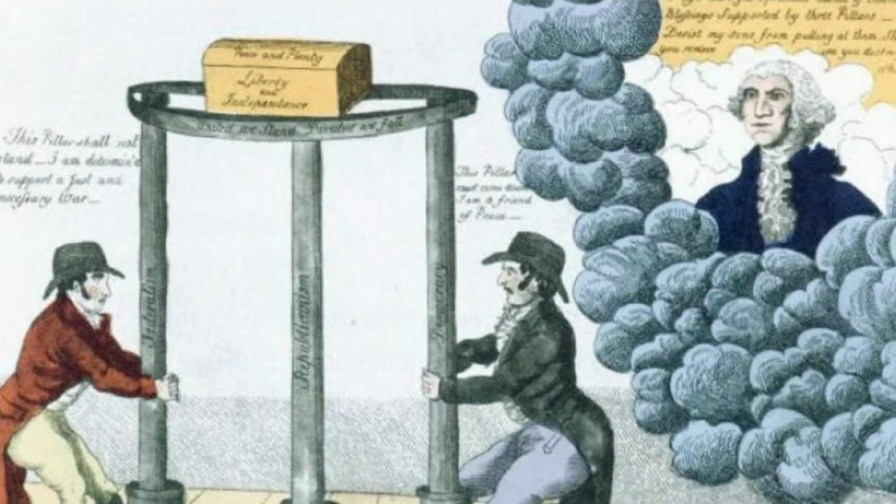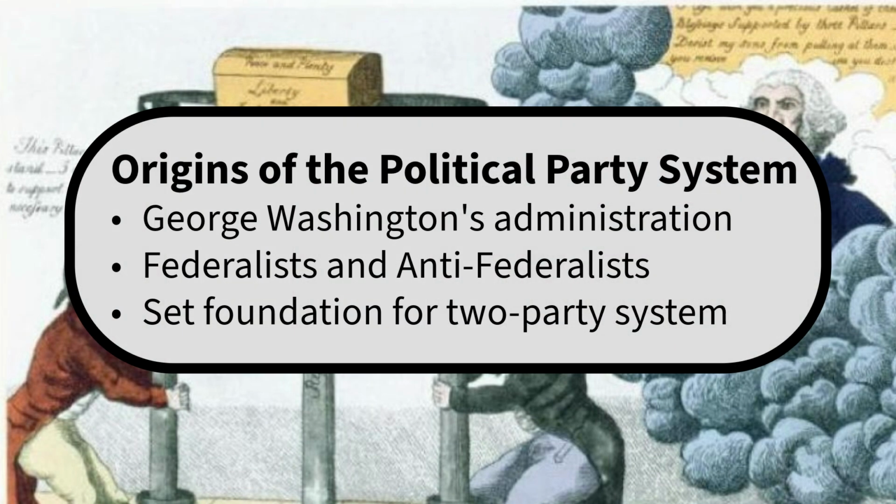Although the U.S. Constitution makes no mention of political parties, these organizations emerged during George Washington's presidency as Americans debated federal power. Two groups formed: the Federalists, who supported a strong central government, and the Anti-Federalists, who advocated for states' rights, establishing the foundation for America's two-party system.